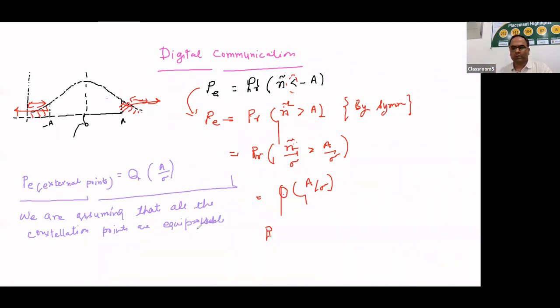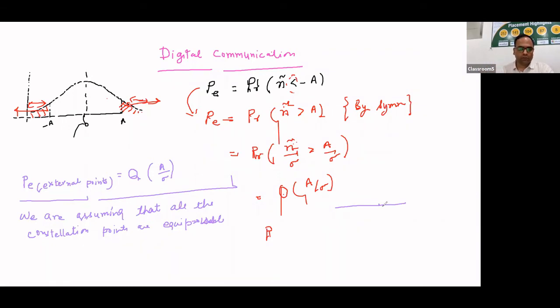Equiprobable. What does it mean? It means that in the constellation diagram, the symbol may have amplitude A, the symbol may have amplitude 3A, the symbol may have amplitude 5A, but all these things are equiprobable. So the probability to have amplitude A or 3A or 5A is equal. So if it is so, how many symbols are we having? Total M symbols we are having, right?